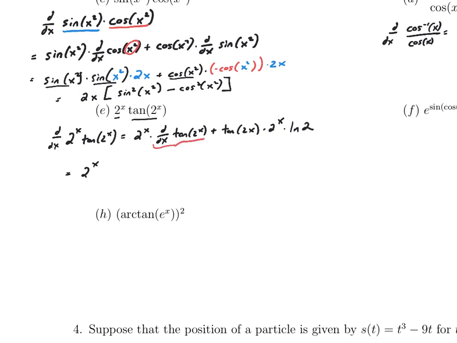So that's going to be 2 to the x. And the derivative of tangent, remember, is going to be secant squared. So that's just going to be secant squared. The inside is 2 to the x, and then I have to take the derivative of the inside because of the chain rule. So 2 to the x times the natural log of 2.